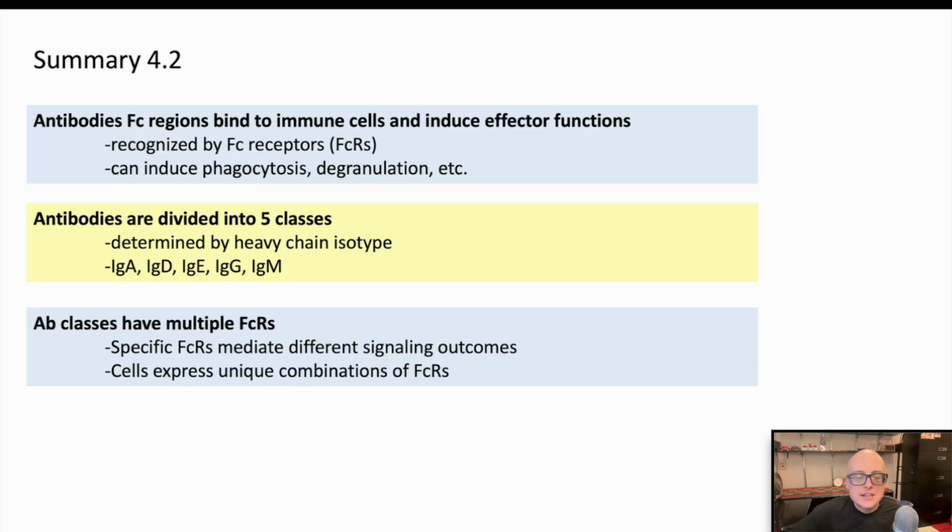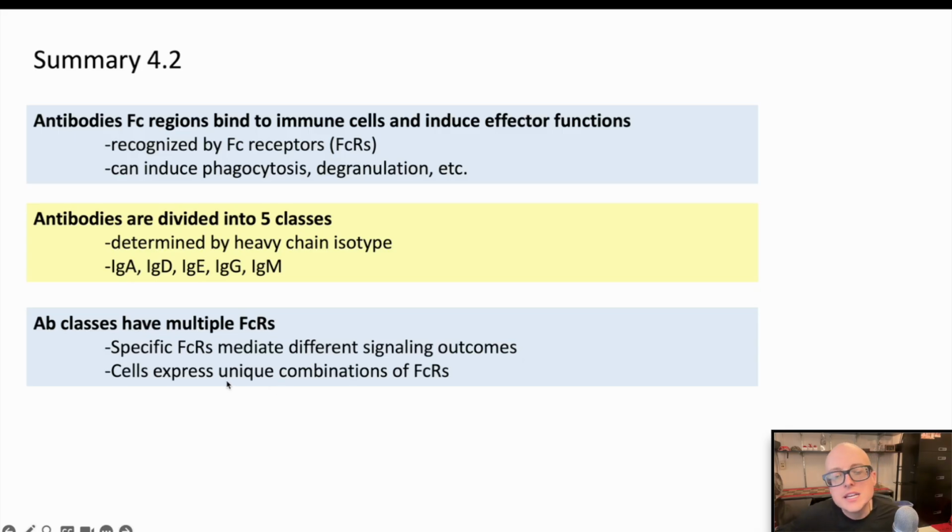Finally, we saw that the different antibody classes all have their unique Fc receptors that correspond to them. So, for example, IgG binds to Fc gamma receptors, whereas IgE binds to an Fc epsilon receptor. And importantly, these different Fc receptors are going to be specialized for mediating different signaling outcomes. And it's going to help us specialize or tune an immune response to the type of pathogen or the type of situation that we're dealing with.